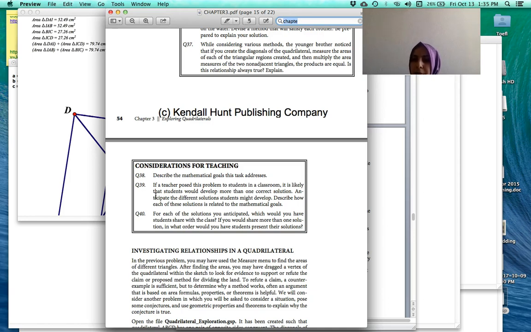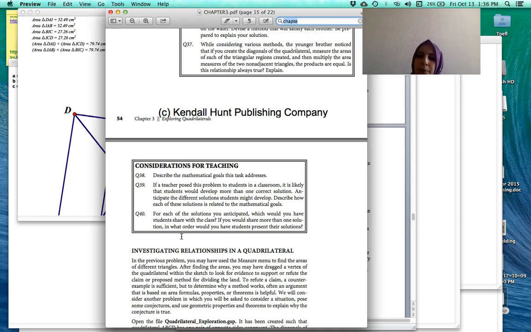Last, use facts about supplementary, complementary, vertical, and adjacent angles in a multi-step problem to write and solve simple equations for an unknown angle in a figure. Question 39. If a teacher posed this problem to students in a classroom, it is likely that students would develop more than one correct solution. Anticipate the different solutions students might develop.